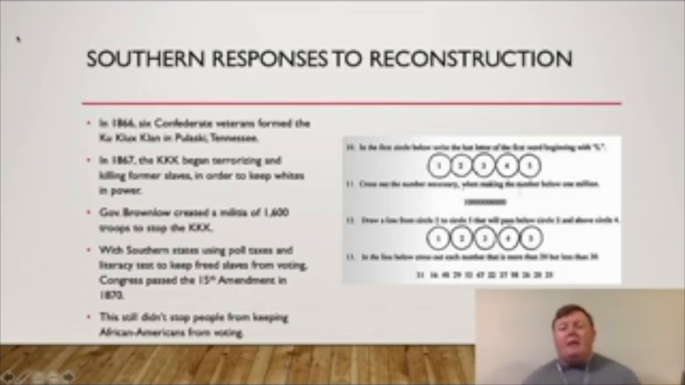To your right there on the screen is an actual literacy test that was given to African Americans to keep them from voting. Okay, so they're very, very difficult, very confusing, and they could easily be manipulated to keep African Americans from voting. Okay, so that was some of the Southern responses to Reconstruction.